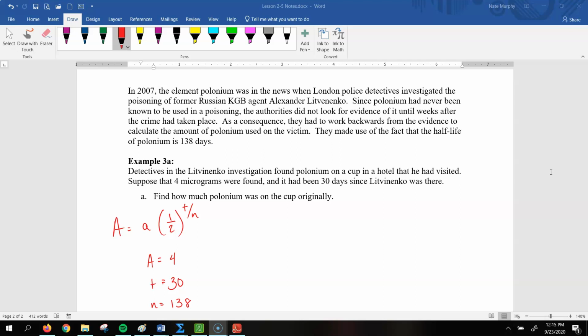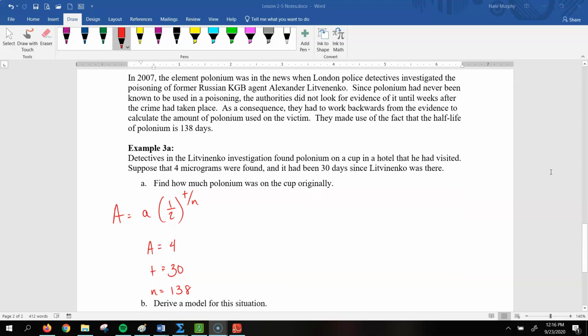So here we get to do some investigative reporting. We know that detectives in the investigation found polonium on a cup in a hotel that he had visited. Suppose that 4 micrograms were found, and it had been 30 days since he was there. Find out how much polonium was on the cup originally.